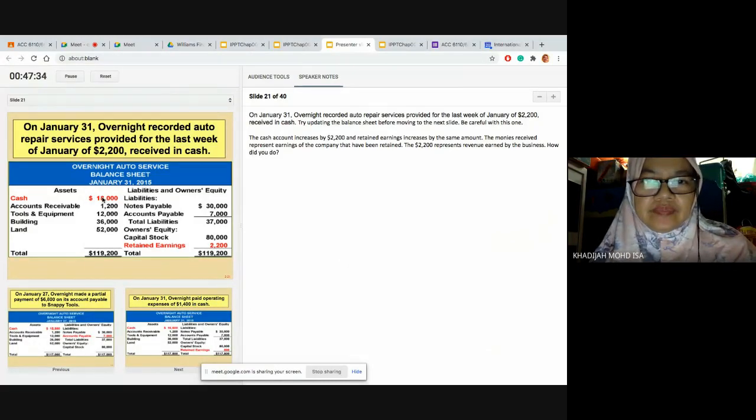Okay? Whenever you have revenue, in this case with cash, when cash is received, cash increases by 2,200. At the same time, revenue increases your owner's equity in the form of retained earnings.